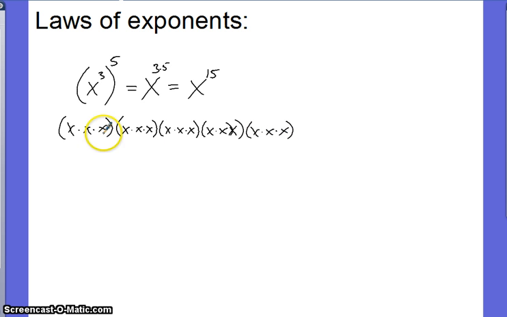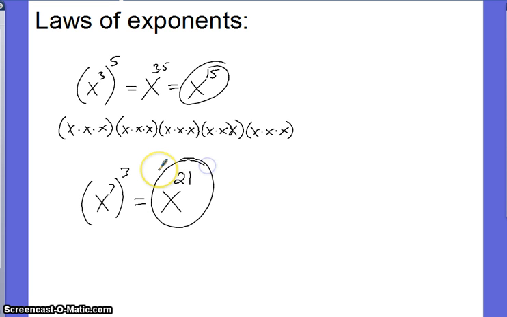Right, so now I have this 5 times. So if you add all of those x's up, you're repeating this multiplication of x 15 times. So again, when we're raising a power to a power, x to the 7th raised to the 3rd power, we keep our base and we multiply our exponents. So that would be x to the 21st.